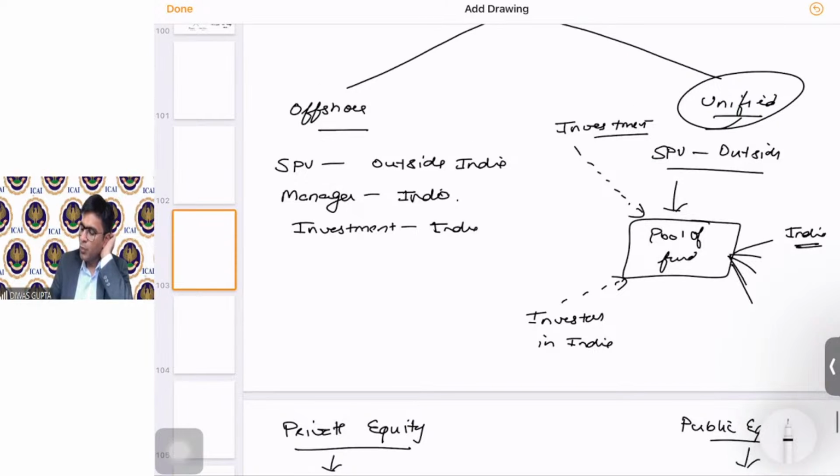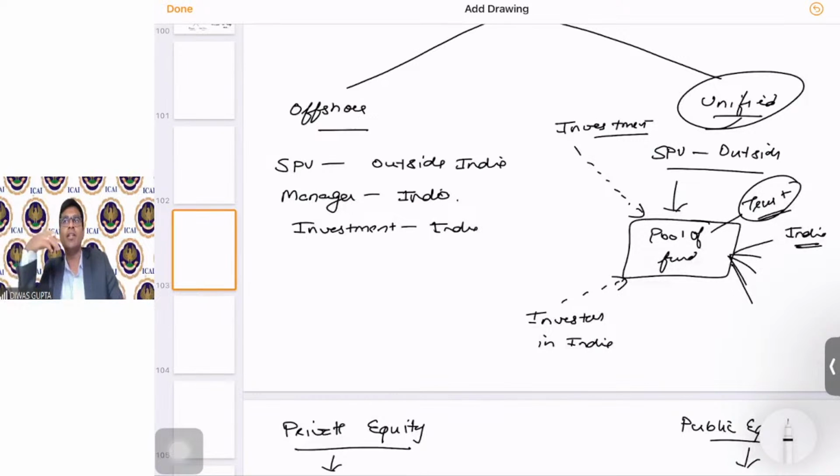Okay. So this pool of funds is held in the form of a trust in India, right? Because the pool of funds has to be maintained in some legal form, right? I mean, we need to say whether it is a trust or in what legal entity form it is held. It is held in the form of a trust, students, which is again incorporated in India. Clear?